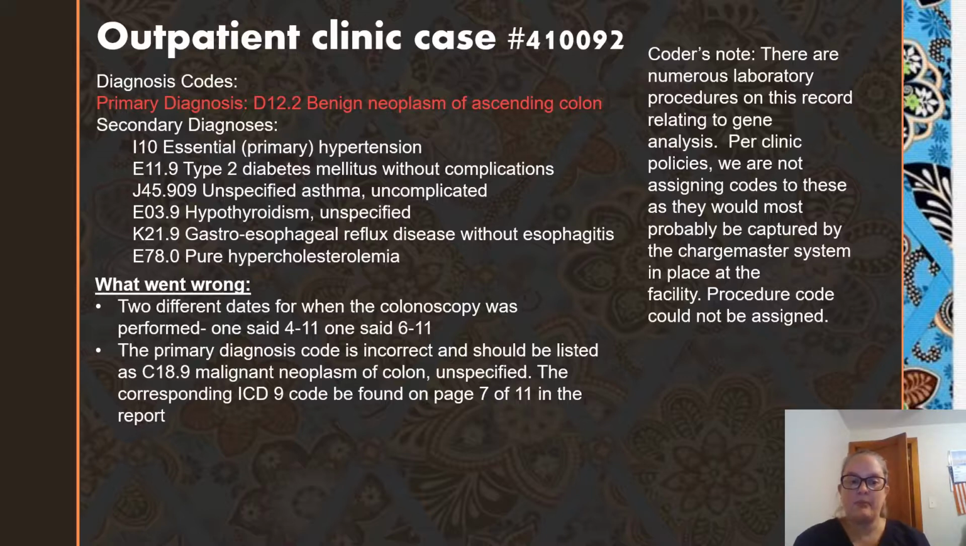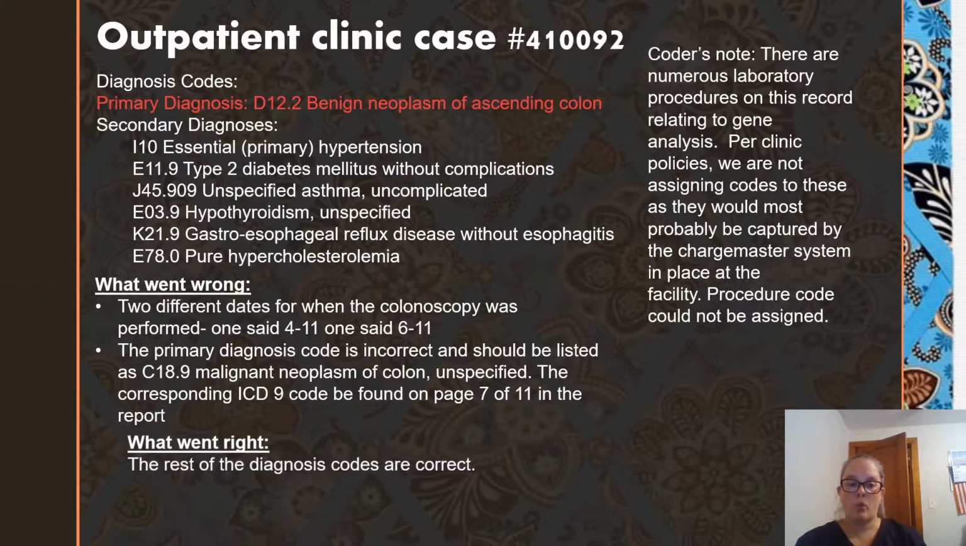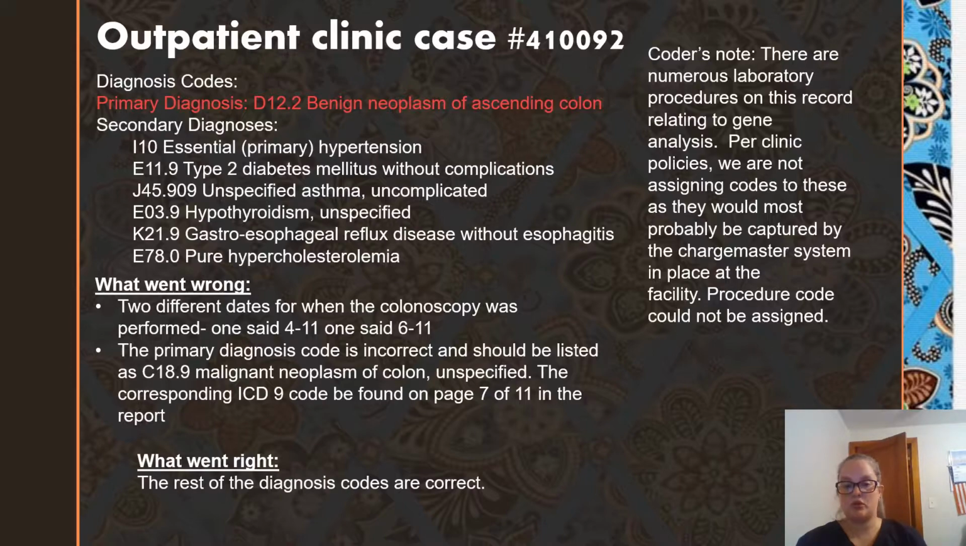start the treatment from. Primary diagnosis code is incorrect and should be listed as a C18.9, malignant neoplasm of colon, unspecified, and the corresponding ICD code can be found on page 7 of 11 in the report. What went right? The rest of the diagnosis codes are correct.